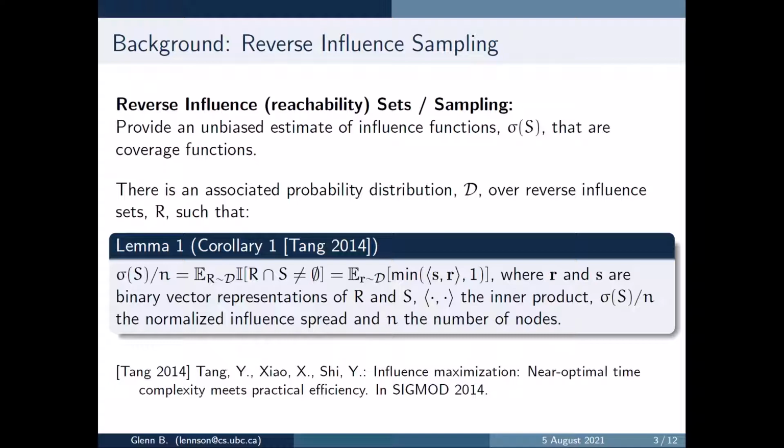To make this a bit more concrete, the way that this distribution can be sampled is that one first draws a random node from the graph, then its corresponding reverse influence sample is the set of nodes that can activate or influence this node in a possible world. A possible world corresponds to one instantiation of all the edge lengths.